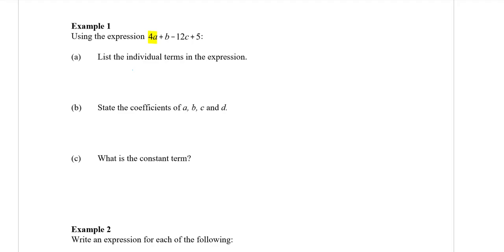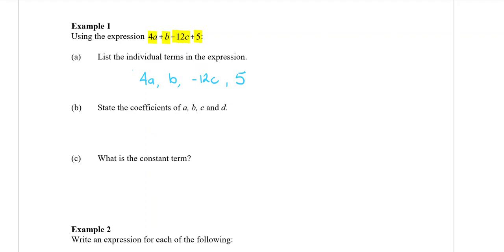So 4a is a term, b is a term, minus 12c is a term, and 5 is a term. To list them, we're just going to write them down with a comma in between.